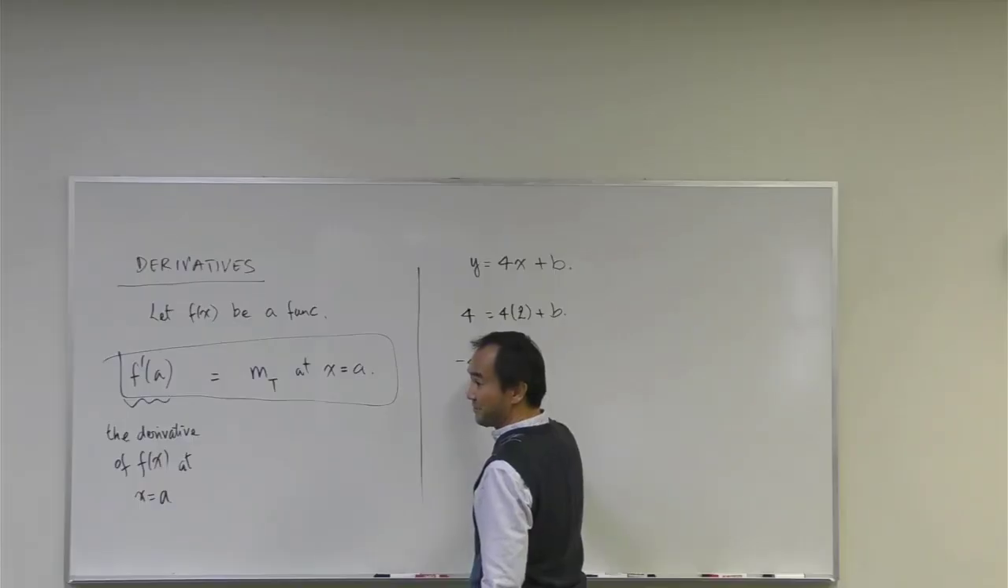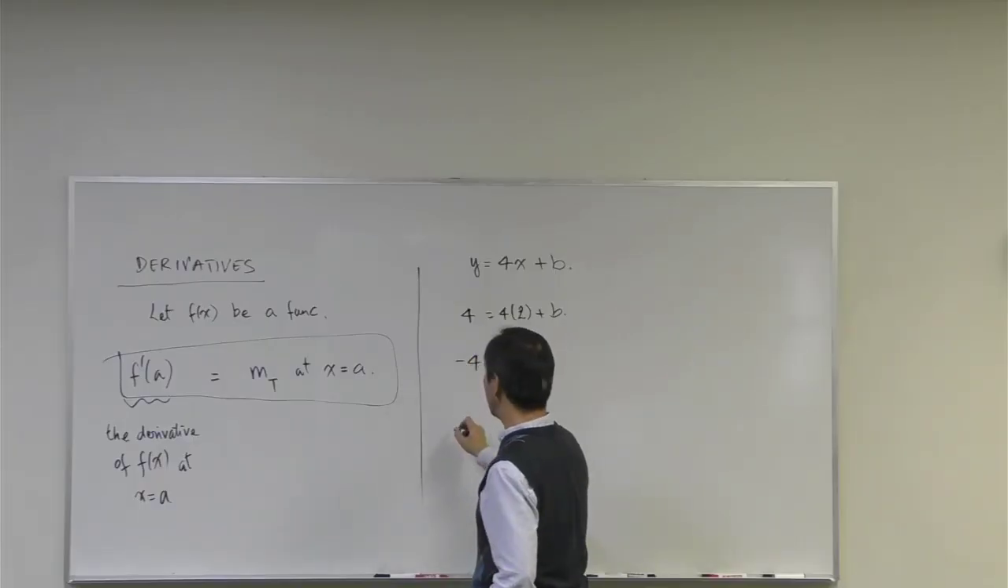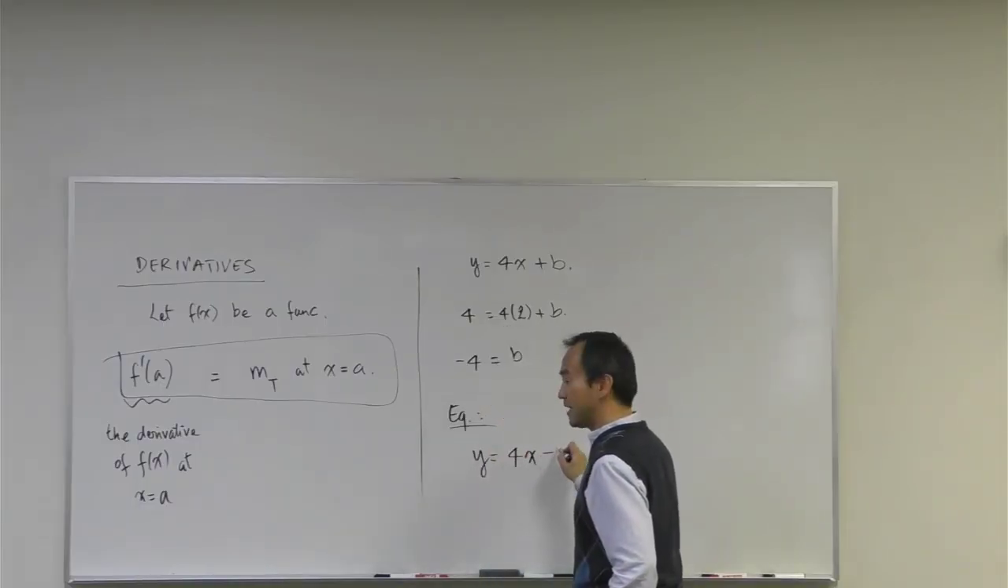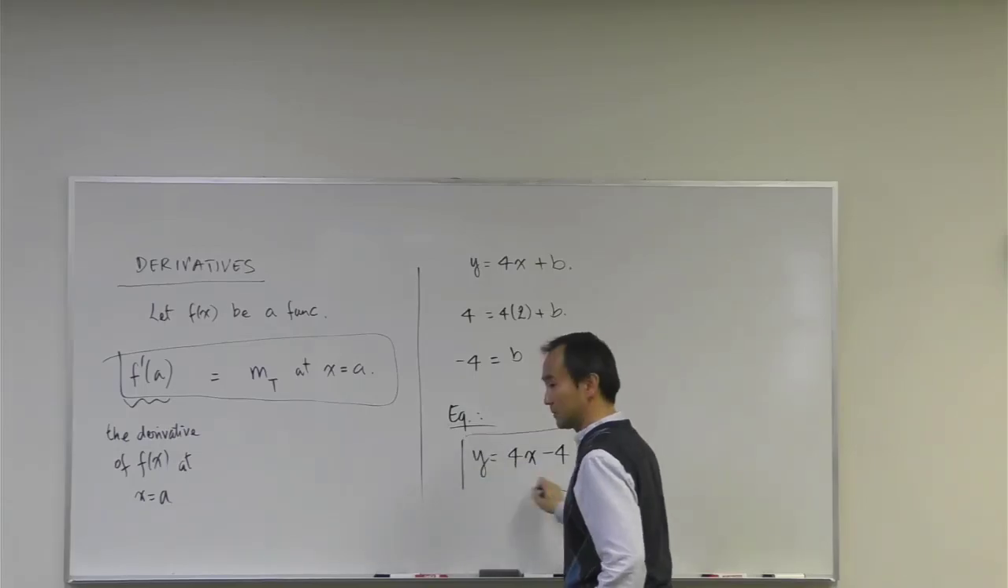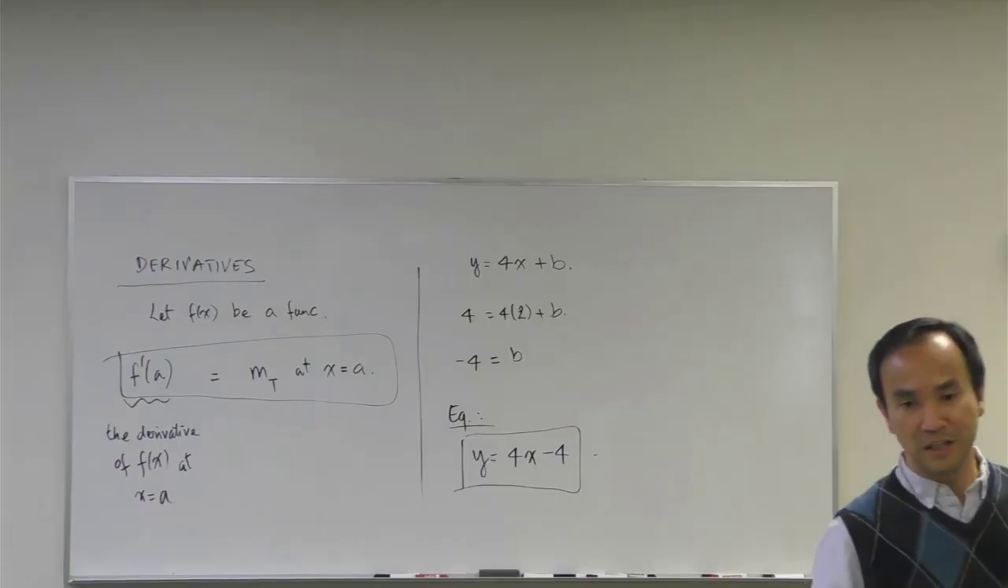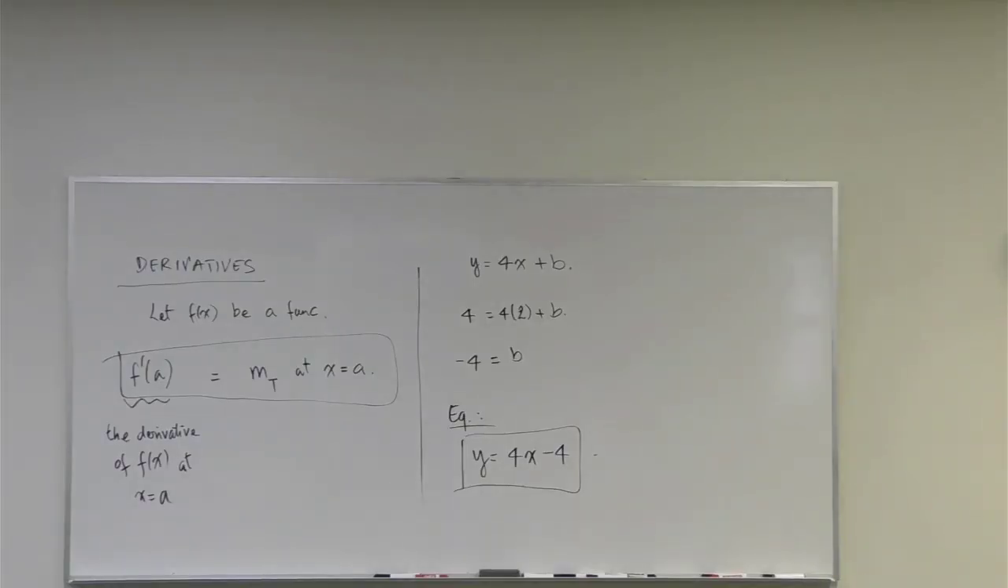You guys all agree? After subtracting it out, your final complete equation of the tangent line is y equals 4x minus 4. Okay, so that's a lot faster. In this problem, we had to invent everything from scratch.